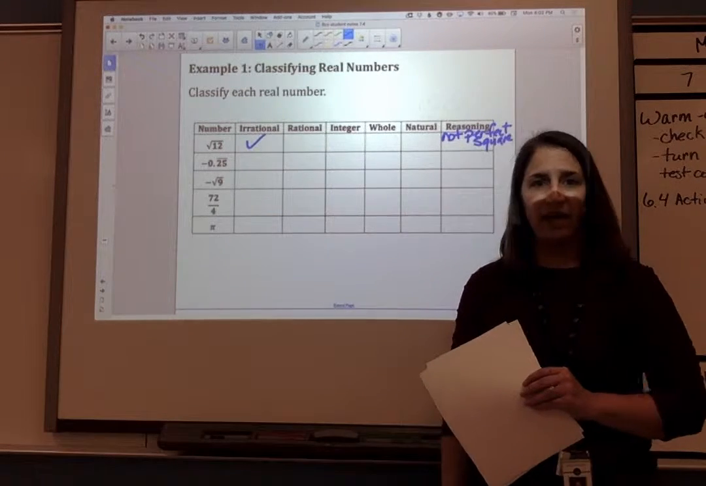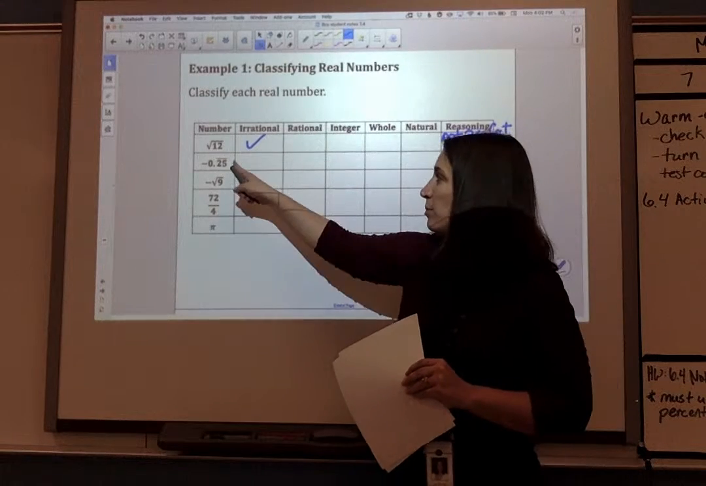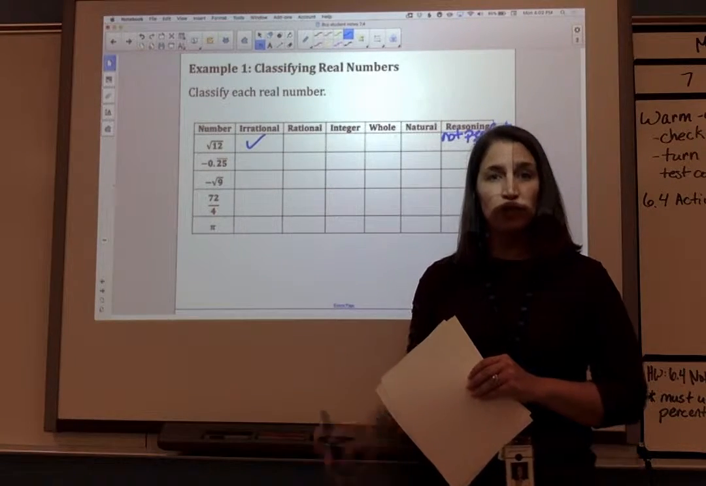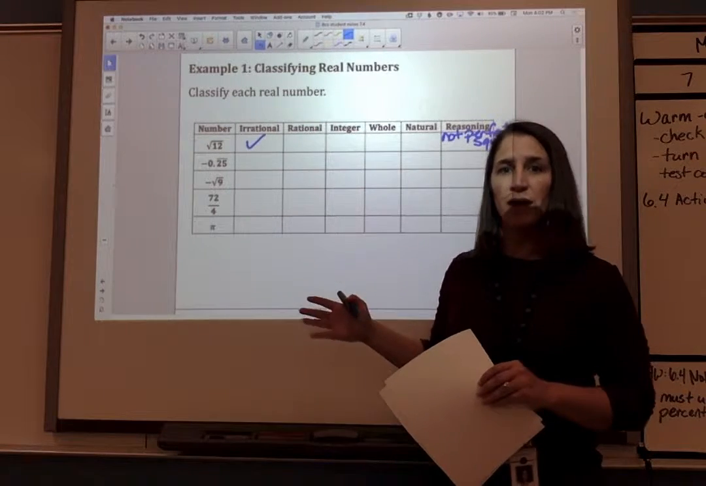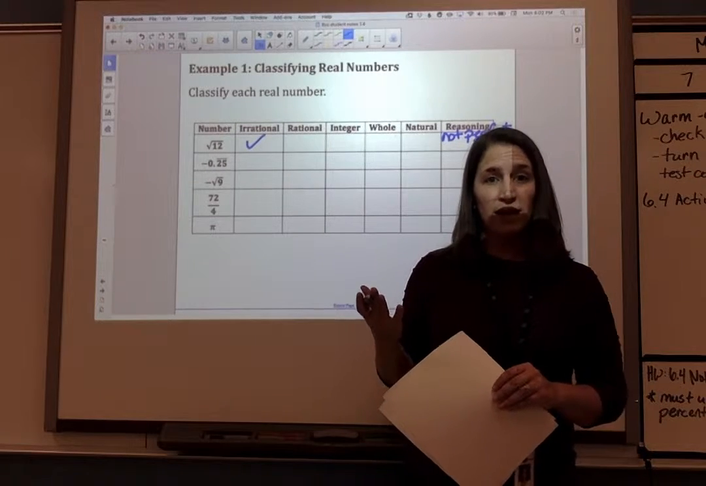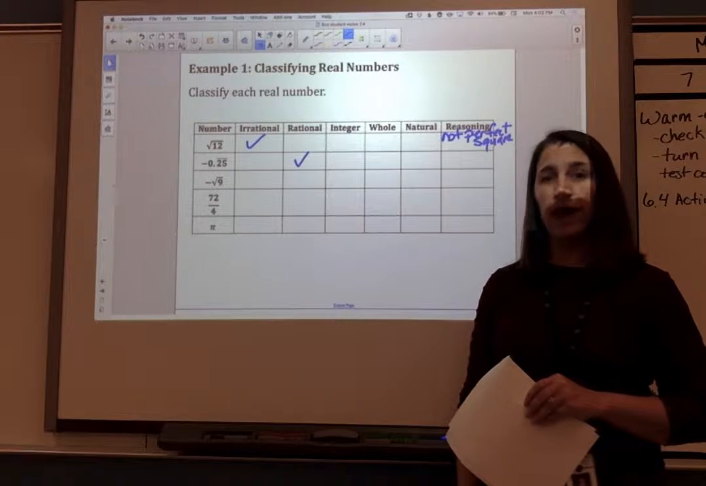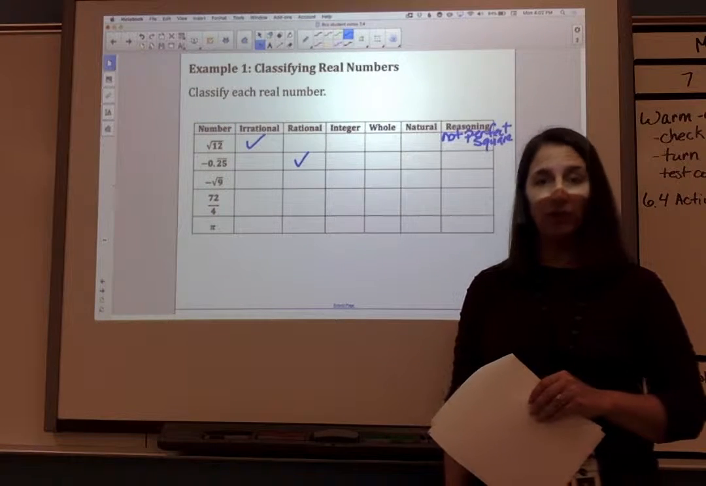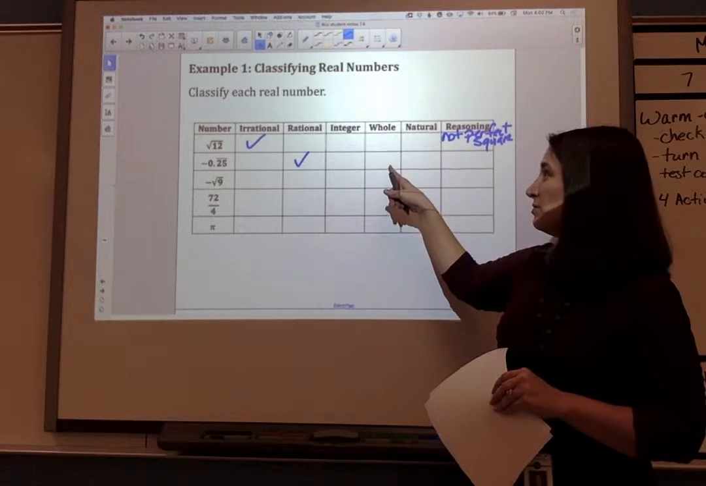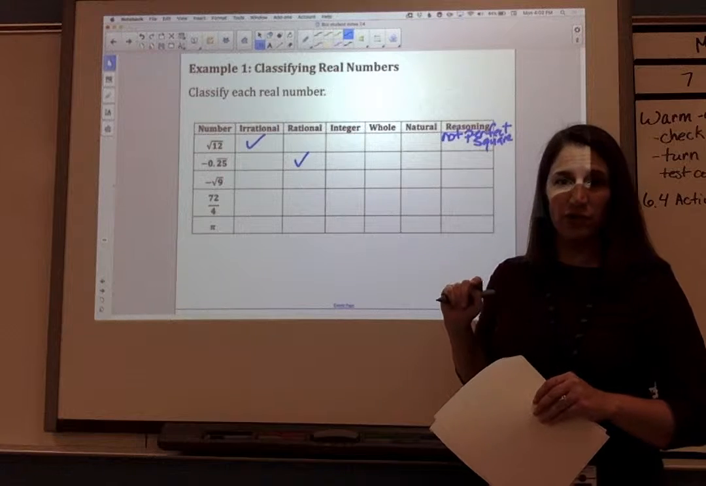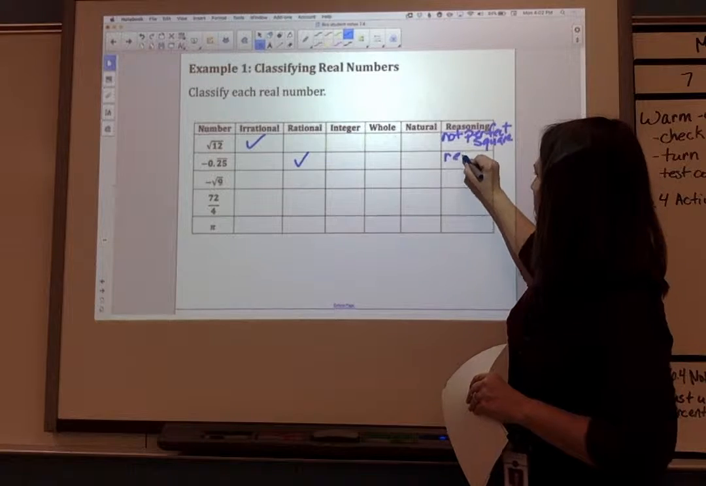Now the second number we have is a decimal, and it does not terminate. We see it has the bar over the top to show that those two digits, 25, are going to repeat over and over again, negative 0.252525. But because it's repeating, that does make it rational. We can write this as a fraction, as a ratio of two integers, and we'll learn how to do that soon. It is not itself an integer, which means it also can't be a whole number or a natural number. Okay, and we'll put as our reasoning it repeats.